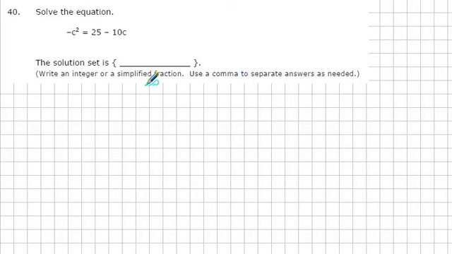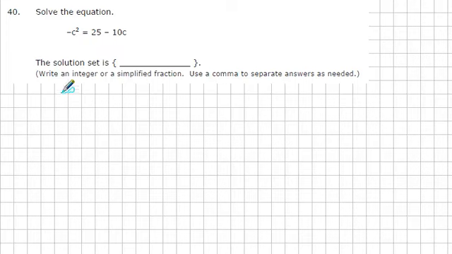Solve the equation minus c squared is equal to 25 minus 10c. Notice first of all that this is what's called a quadratic equation. We have a c squared term, a c term, and a constant term. So our strategy will be to try to obtain a zero on one side of the equation and then factor, or use the quadratic formula if factoring does not work.